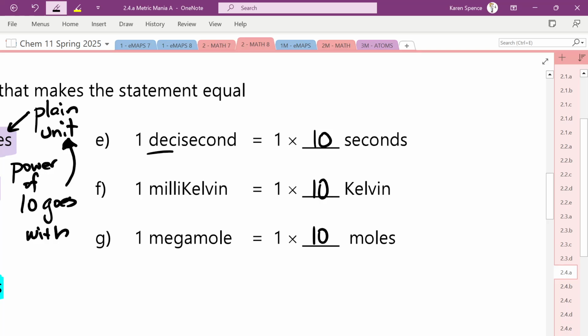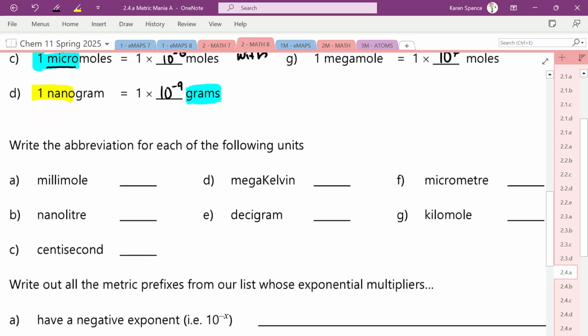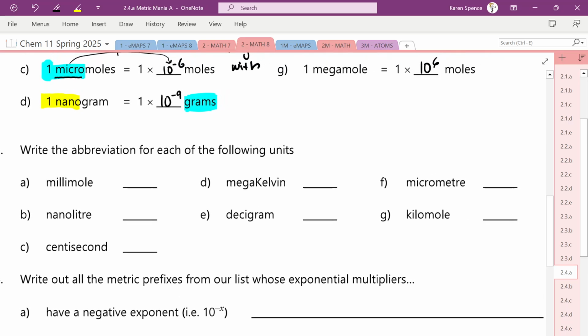So a decisecond is 10 to the negative 1 seconds. A millikelvin, what the heck is a millikelvin? That's a negative 3. And a megamole is 1 times 10 to the 6 moles, positive 6 moles for mega. Mega is a big one. All right. Why don't you guys very quickly write the abbreviation for each of these units?